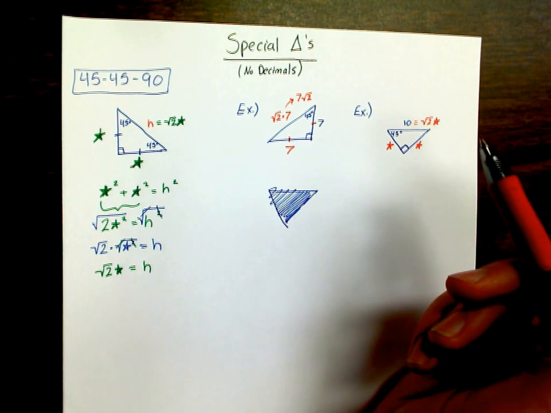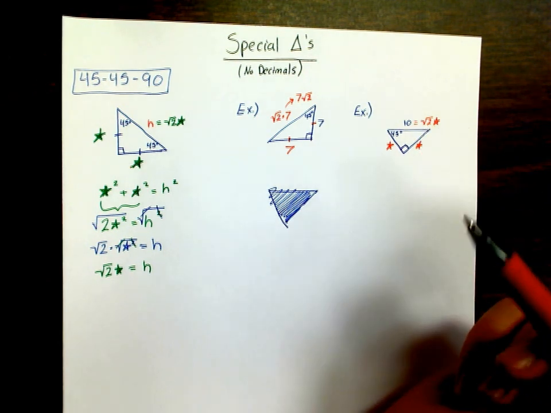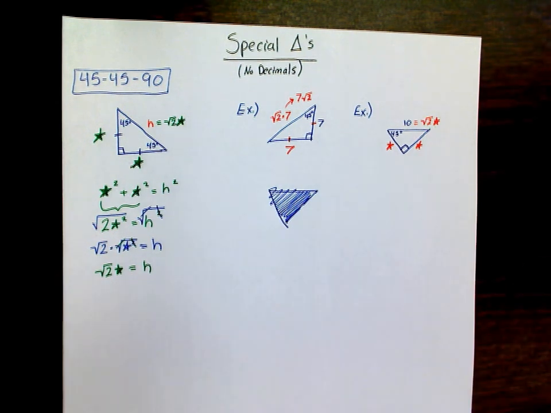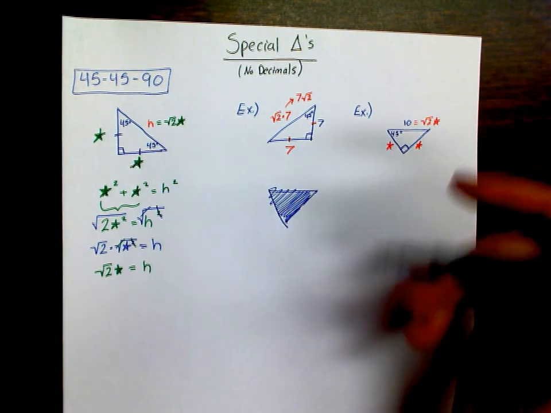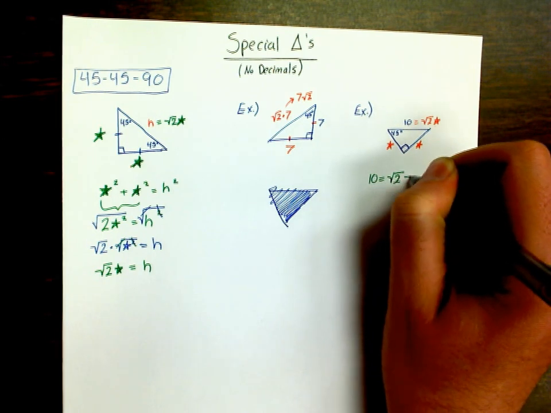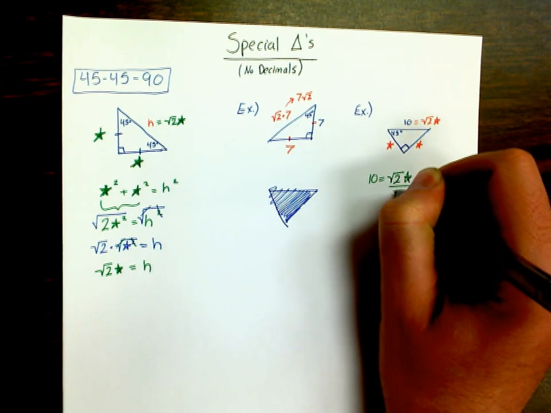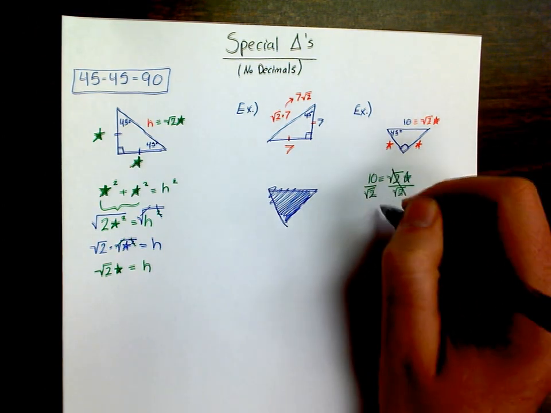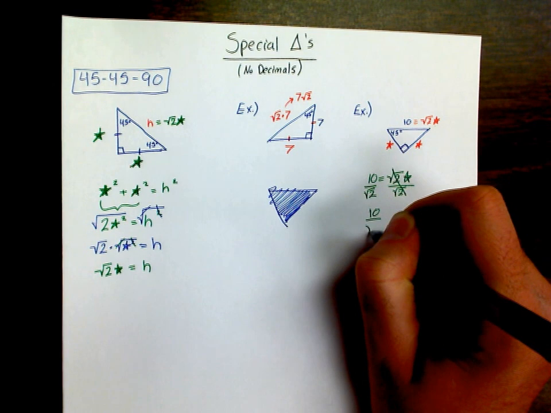Okay, I have 10 is equal to the square root of 2 times star. Well, I want to get star by itself, so let's go down here and do some scratch work. 10 equals the square root of 2 star. I'm going to divide by the square root of 2. So those cancel. And I'm left with 10 over the square root of 2 equals star.